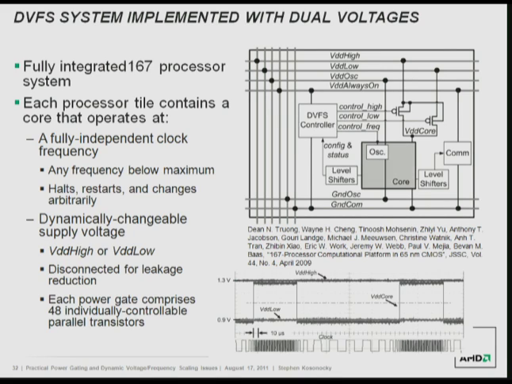He showed a fully integrated 167 processor system where each tile in that system has an independent clock and voltage. Basically what they do is they distribute two voltages, a high and a low voltage, to each of these tiles, and then they have a local oscillator and a DVFS controller, where they're basically switching back and forth between those two voltages on demand.